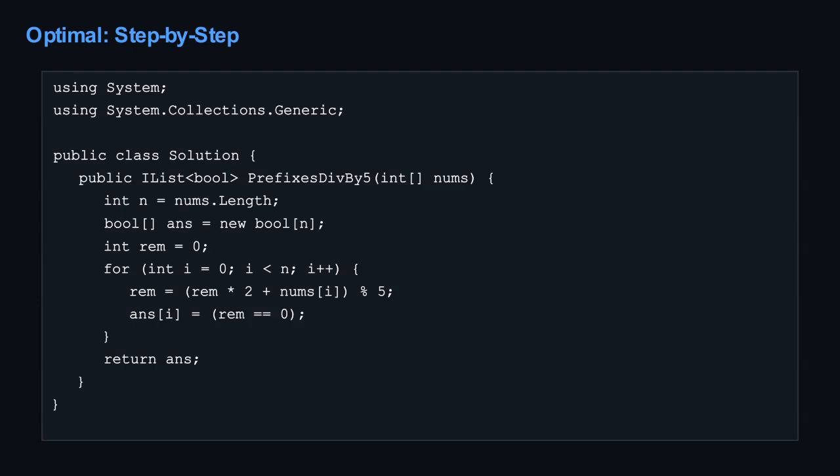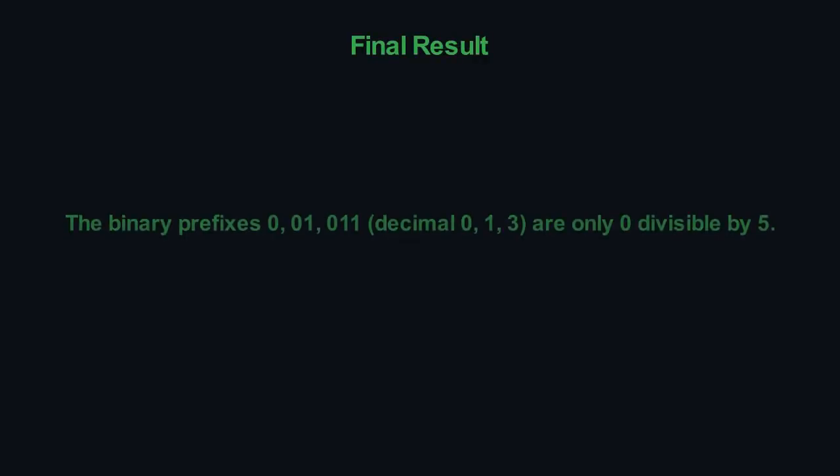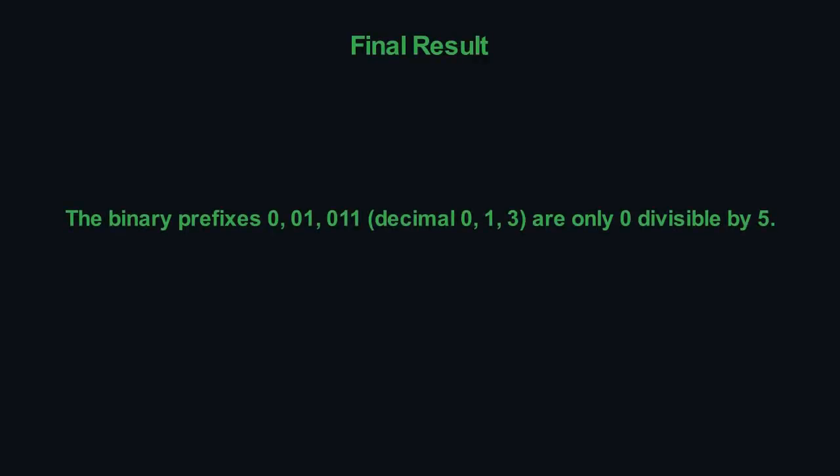Finally, for the last one, our current remainder is 1. We calculate 1 times 2 plus 1, modulo 5, which is 3. We add false to our result. Our result array now contains true, false, false. The final result for the input 0, 1, 1 is true, false, false. This correctly reflects that the binary prefixes 0, 01, and 011, which are decimal 0, 1, and 3, are indeed only 0 divisible by 5.